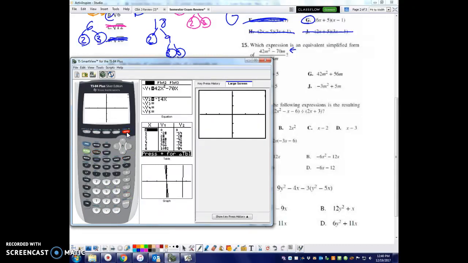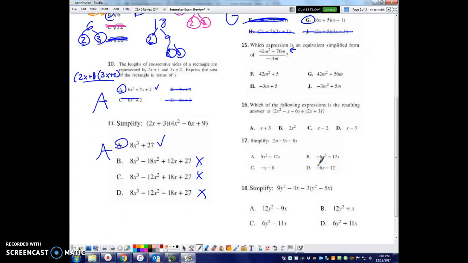Graph. Here's our first line. Here's our second. It did. It crossed through the x-intercept. Now remember, you are going to double check that last one to make sure. But I already know.